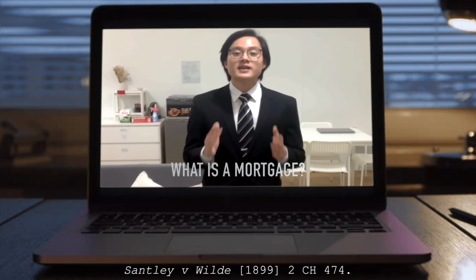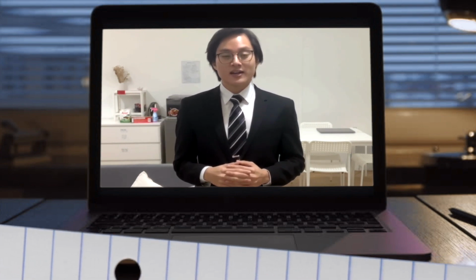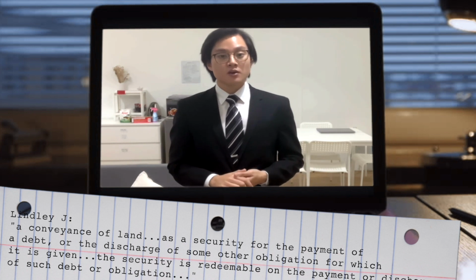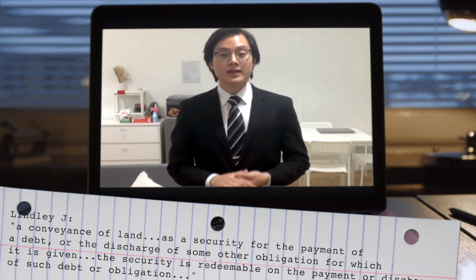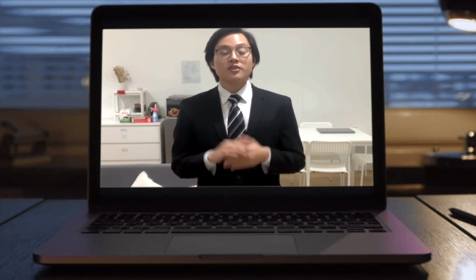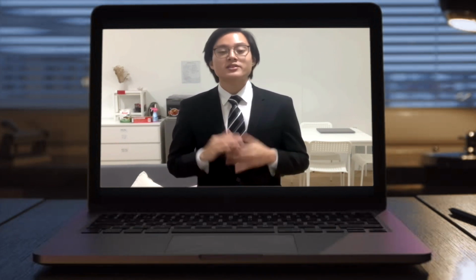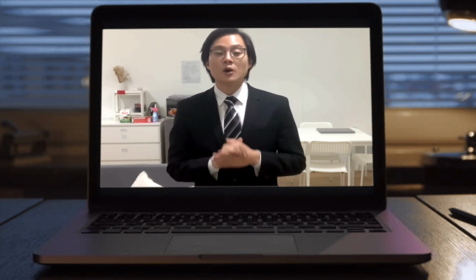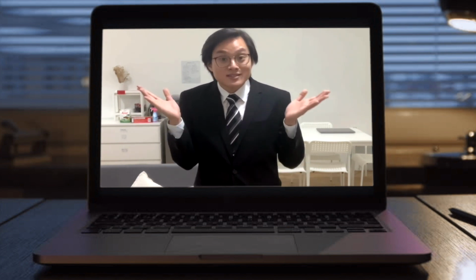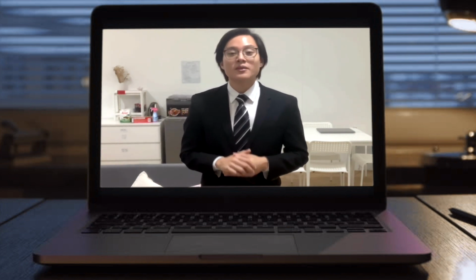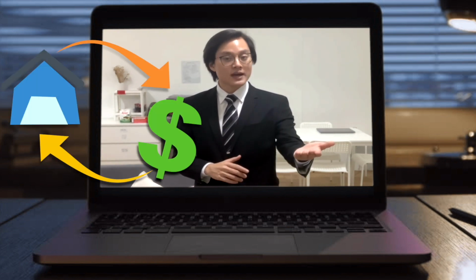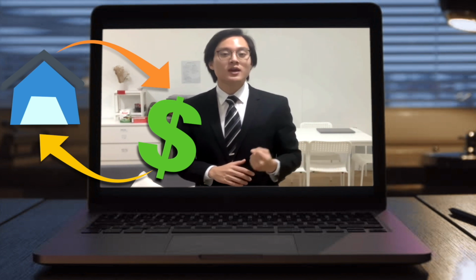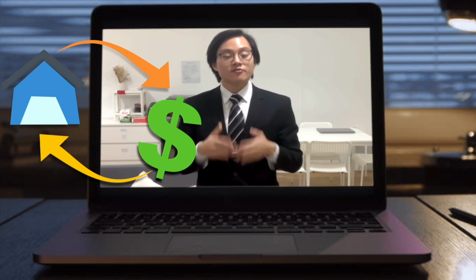In the case of Santley v Wilde, Lord Justice Lindley defined a mortgage as a conveyance of land as a security for the payment of a debt or the discharge of some other obligation for which it is given. This is the idea of a mortgage, and the security is redeemable on the payment or discharge of such debt or obligation. What does this all mean? Simply put, the bank lends an individual the money to buy his or her home, and in return, the homeowner pays the bank interest on the loan and some of the outstanding debt every single month.